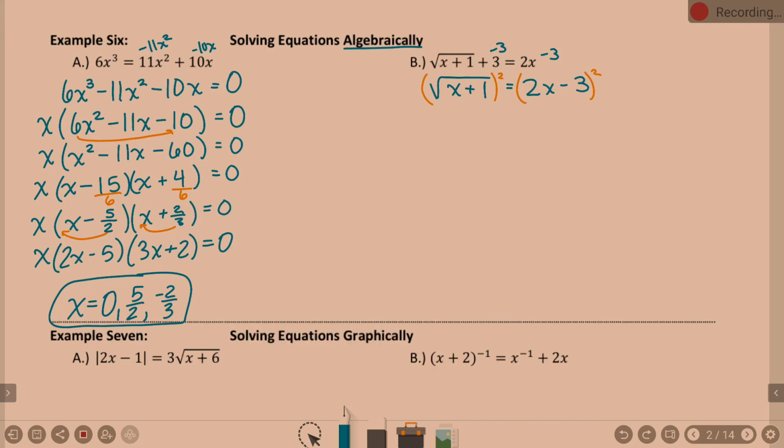Now, on the left, what do you get when you square the square root of x plus 1? X plus 1. You get whatever's under the radical, you get x plus 1. On the right, what do we need to consider about squaring this? You got a FOIL. This is not 4x squared plus 9. Okay? That's the shortcut wrong answer. We need to FOIL this.